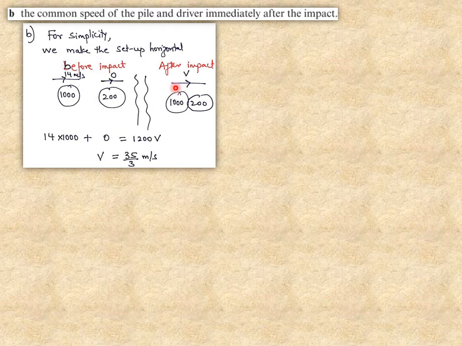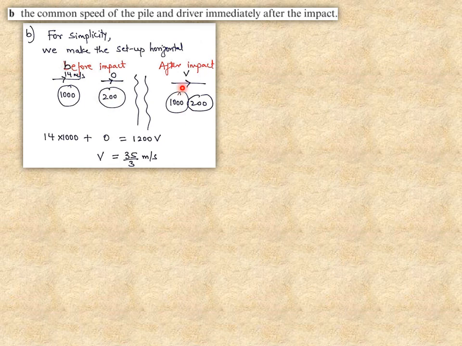Okay, so see, actually this situation is vertical. This is up, this is down, but just to make it simple, we make the setup horizontal. So this is falling, and just when the impact happened, the velocity of this pile driver was 14 meter per second. This is what we just found, and because this was at rest, it was kept on the ground, so velocity is 0. This is before impact.